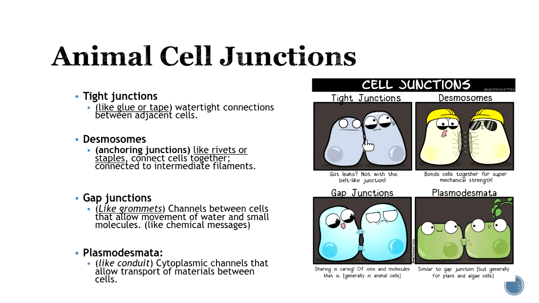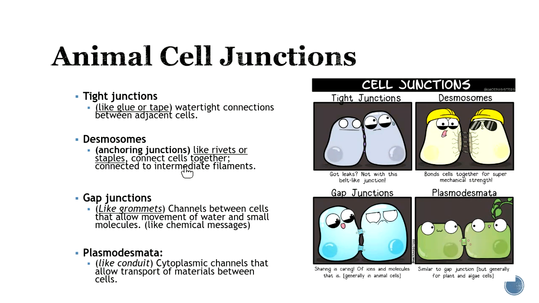When that happens, the cells are super close together and you're not going to be able to get anything in between them, like they're glued together. It makes a watertight connection. You could not get through them. Now a desmosome: these cells are kept together like when you staple two pieces of paper together. You can move them around a little bit, but they're still connected.